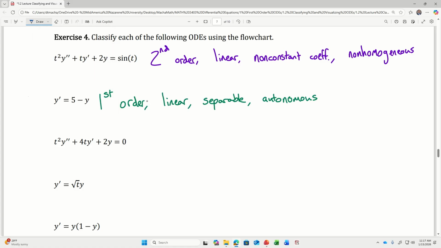Next, I've got t squared y double prime plus 4t y prime plus 2y equals 0. Is this first order or second order? Second order. Is it linear or nonlinear? Linear. Is it constant coefficients or non-constant coefficients? Non-constant. And is it homogeneous or non-homogeneous? Homogeneous.